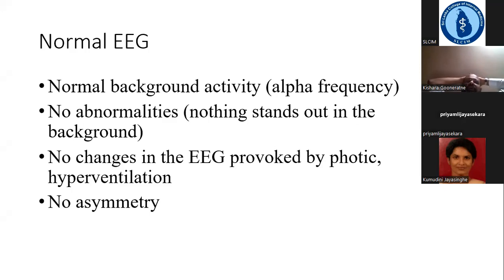And if it's beyond 8 years and the patient doesn't have a normal alpha frequency in the background, that is considered abnormal. And nothing stands out in the background. So there should not be any abnormalities. As I said, no changes on the EEG provoked by photic stimulation and hyperventilation. Those are what we call activation procedures that we do during an EEG. And of course, no asymmetry.